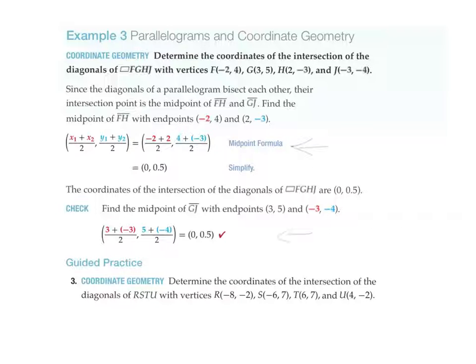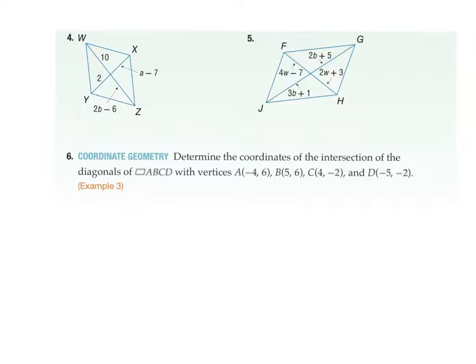And if you get the same point, which in this case we have, which is 0 and up a half, then you know that the midpoints are the same from both diagonals. It is a parallelogram.